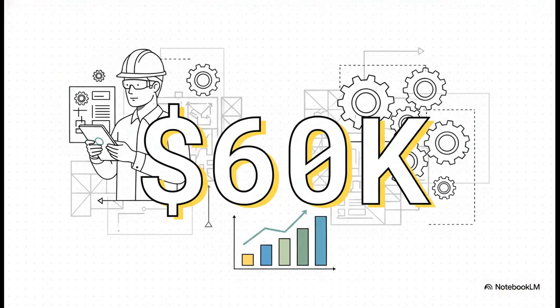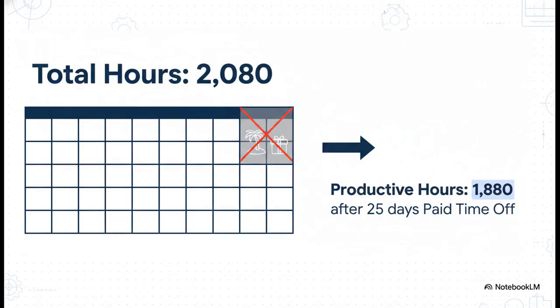Let's just use a really simple example from our source material to see how this works. Let's say we have an engineer, and their base salary is $60,000 a year. Seems pretty straightforward, right? Well, that is just the beginning. First, we need to figure out how many hours this engineer can actually spend working on projects. A typical year has 2,080 work hours. But, people take vacations, there are holidays, people get sick. When you add up all that paid time off, maybe 25 days or so, you're left with 1,880 productive hours. And that difference between standard and productive hours, it's everything.